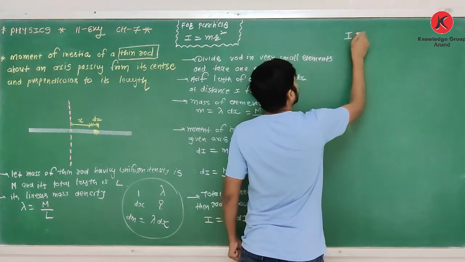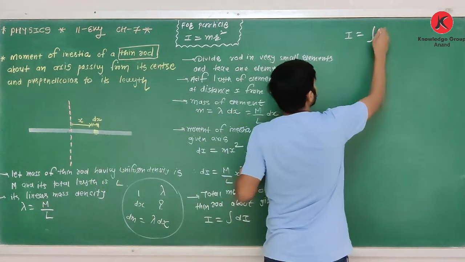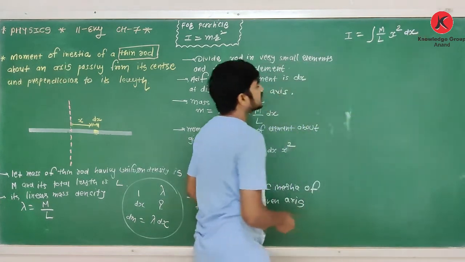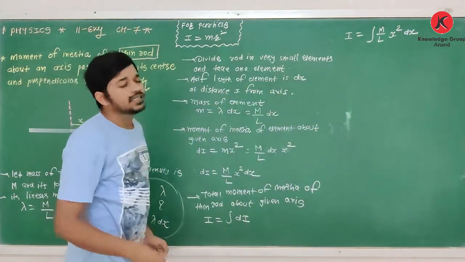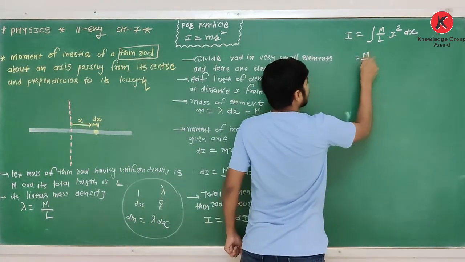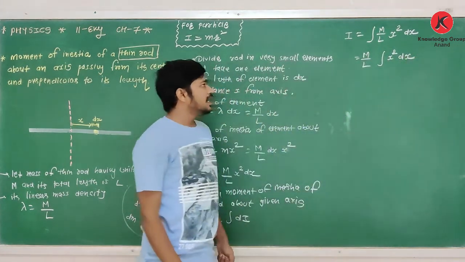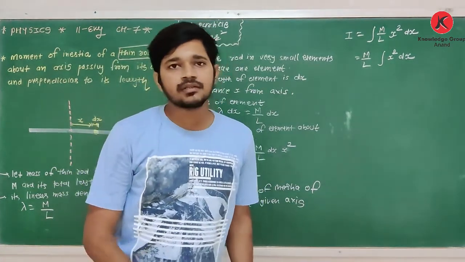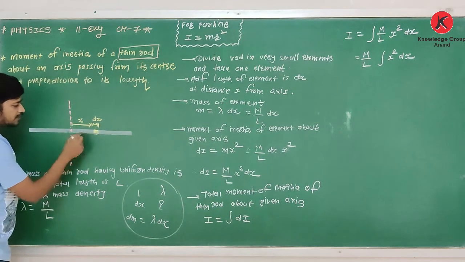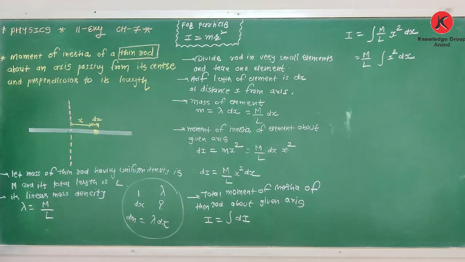So I is equal to integration dI. See here, integration dI means here it is M upon L x square, and here it is dx. Clear about this? Capital M, the mass of the rod, is constant, and the total length is constant. So I is equal to M upon L integration x square dx. See, here the integration is with respect to x. Now what is x? X is the distance of this element from the axis. This total length is L.